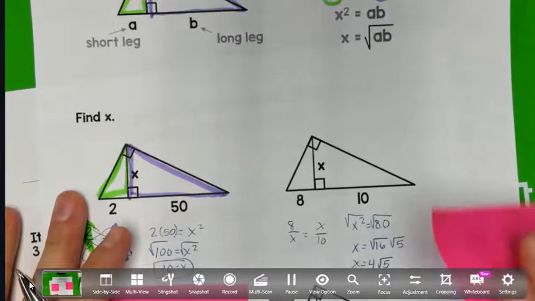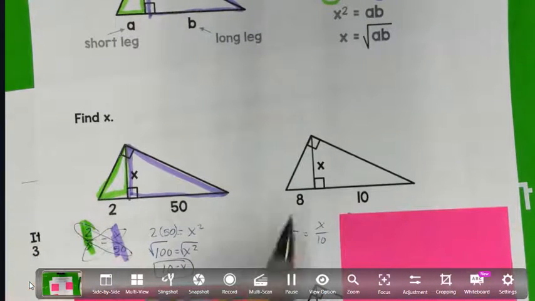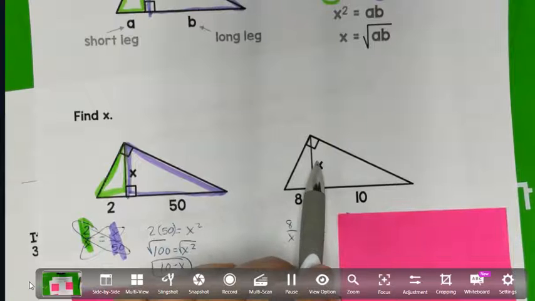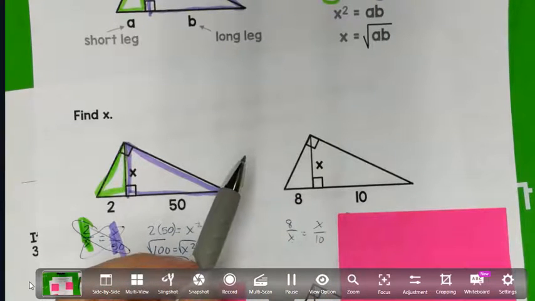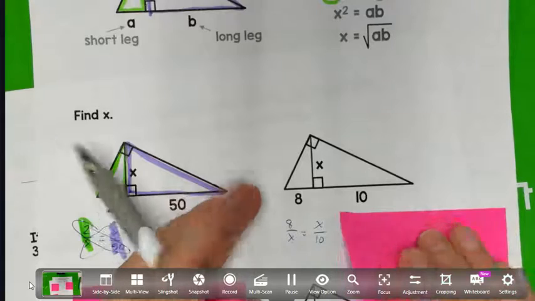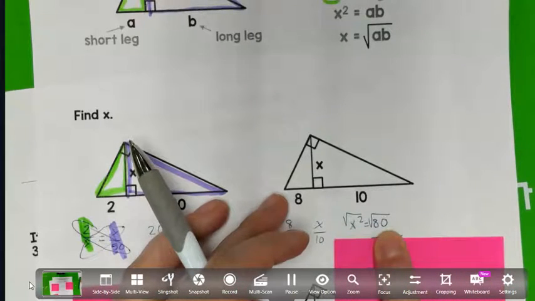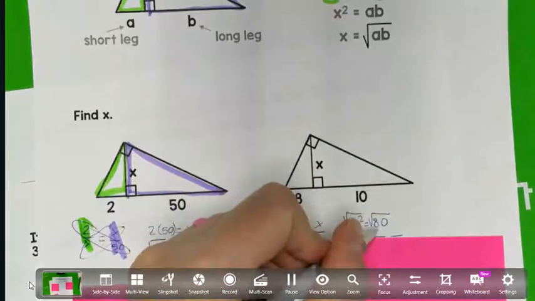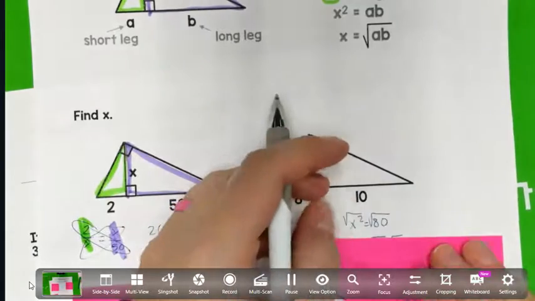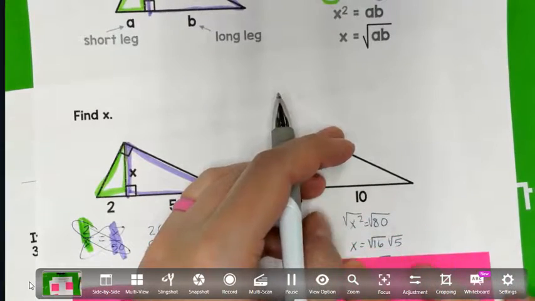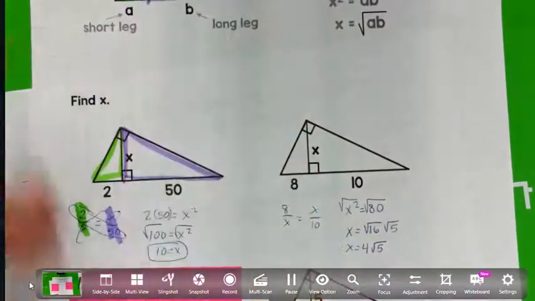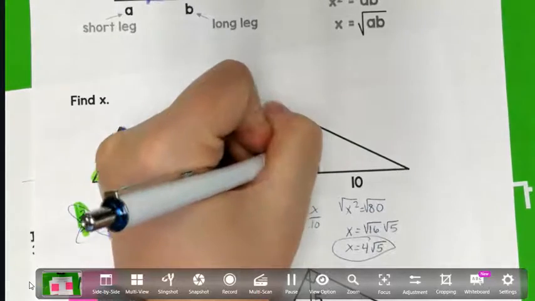So I want you to try this one on your own. We've got short leg over long leg, so 8 over x equals short leg over long leg, x over 10. Okay? Cross multiply. We've got x squared equals 80. Ooh, that can't be simplified. We've got to simplify that radical. So 16 goes into 80 5 times. So 16 times 5, and then the square root of 16 is 4. So you end up with 4 root 5, and that is what x equals.